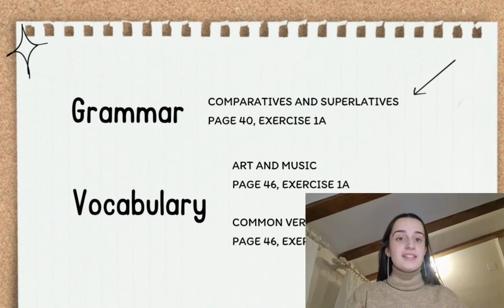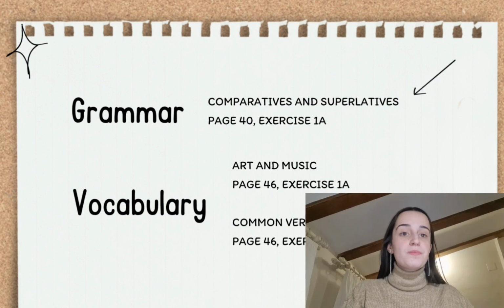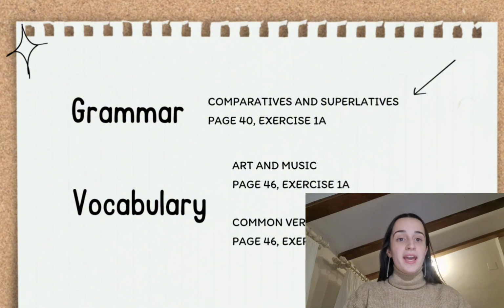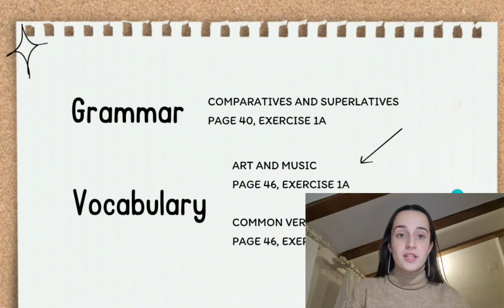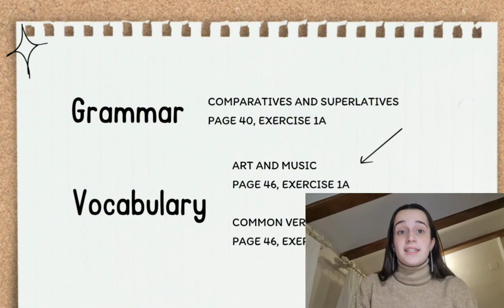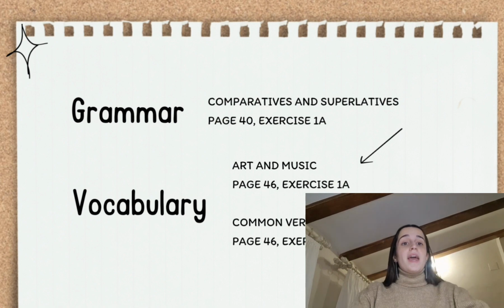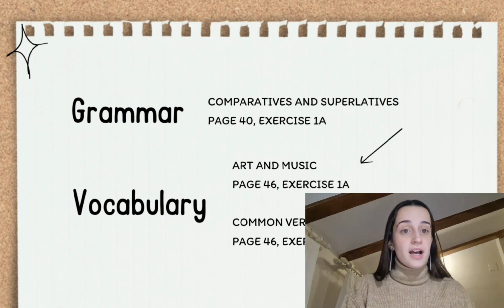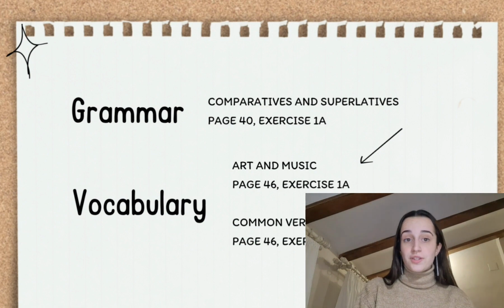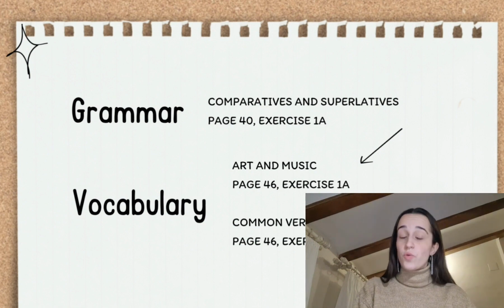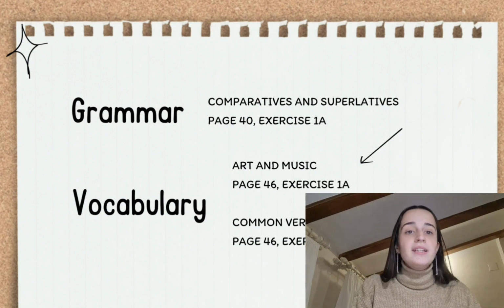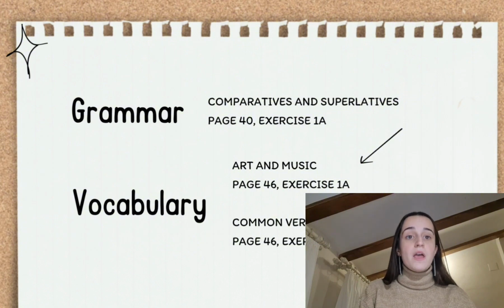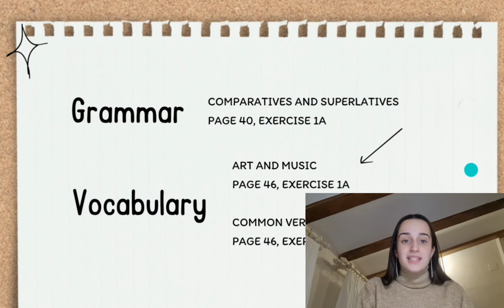As for grammar, as I said a moment ago, I will try to explain the comparatives and superlatives with examples, and then I will try to explain exercise 1A, page 14. In the vocabulary, the same. I will try to explain the section art and music on page 46, exercise 1A, and on the other hand, exercise 1B, the same page, on common verbs in the passive.